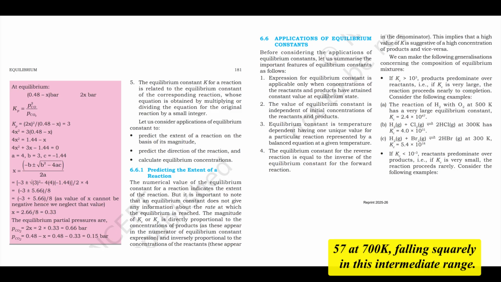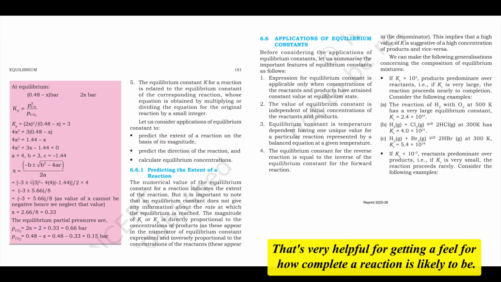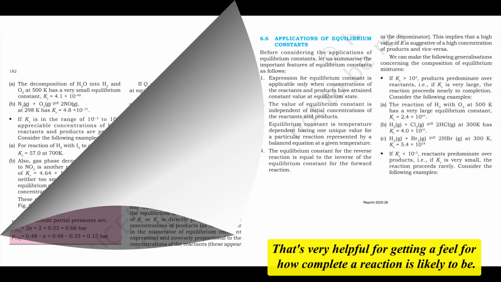Its Kc is around 57 at 700 K, falling squarely in this intermediate range. Another is the decomposition of N2O4 into NO2, where Kc is about 4.64 × 10⁻³ or so. That's very helpful for getting a feel for how complete a reaction is likely to be.